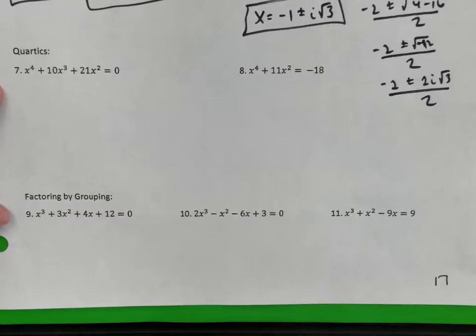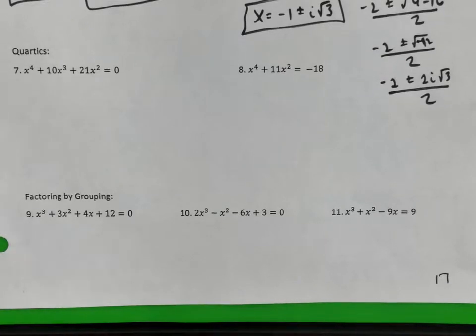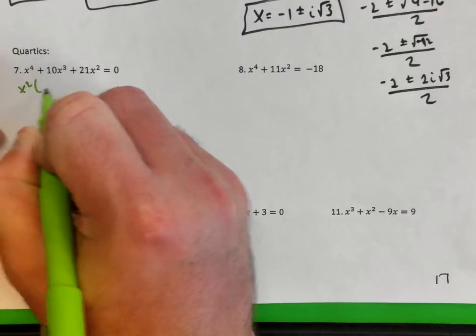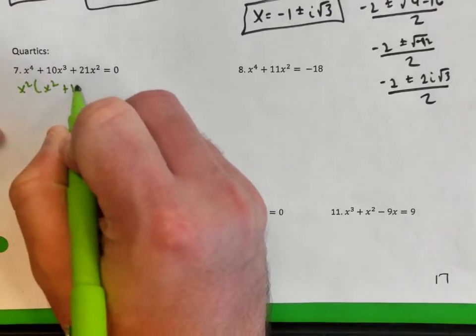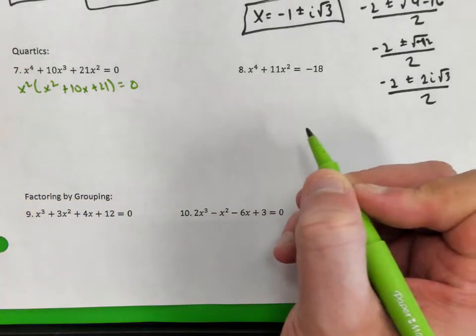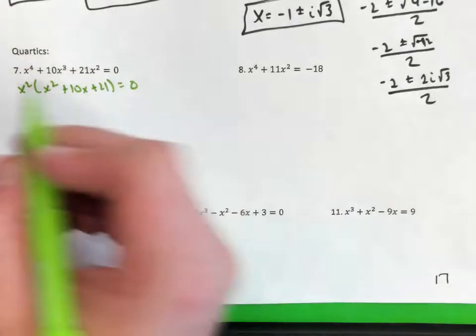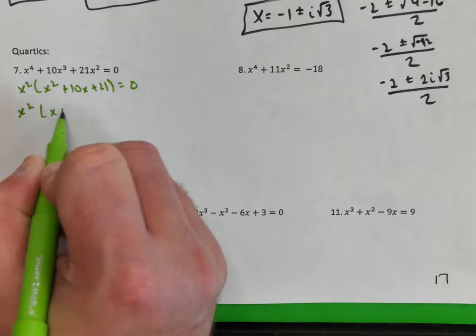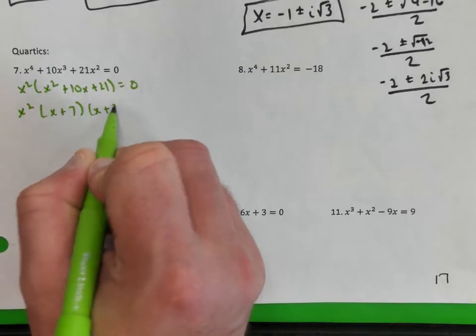Like on number 7 right here, is that problem set equal to 0? Yes. Just looking at it, what do you think you could do first? Take out the x squared. Very good, that's exactly what you do. Take out the x squared. Alright, then look inside that parentheses. Can you factor that? Yes, that's x plus 7 and x plus 3.